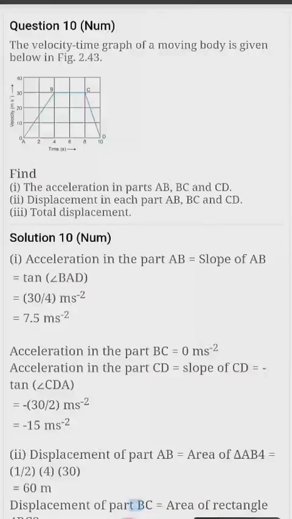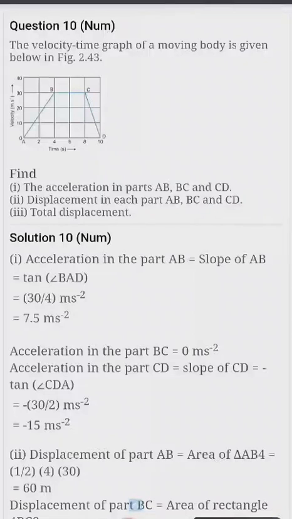Whereas below BC, if you check, that is not a triangle, actually it is a rectangle. So area of a rectangle is base into height, or you can say length into breadth. So length is 30, breadth is 4. Between 4 and 8, it is 4. So 4 into 30, you will get 120.